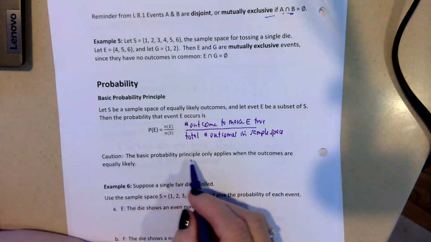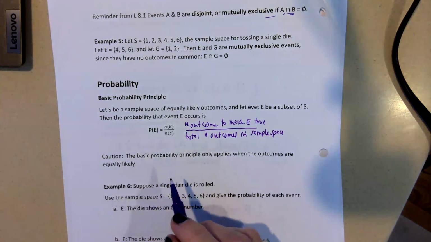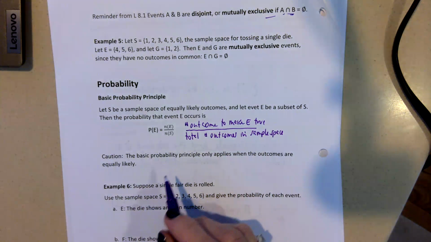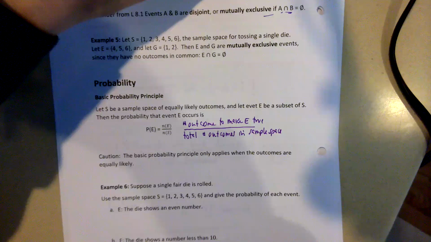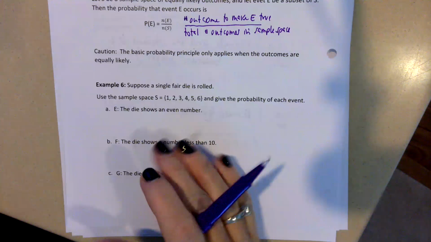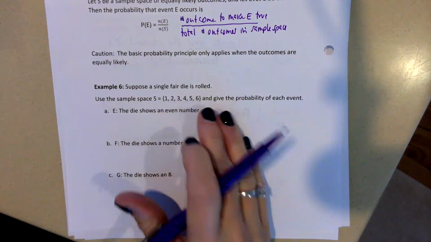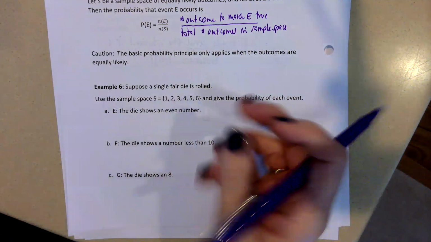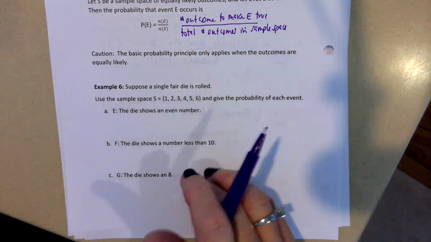Caution, the basic probability principle only applies when the outcomes are equally likely. So we're assuming that they're all equally likely. Suppose a single fair die. These are equally likely events because there are 6 outcomes, 1 through 6, and they each have the same likelihood of landing on 1 through 6, unless you have a special die that you purchased.